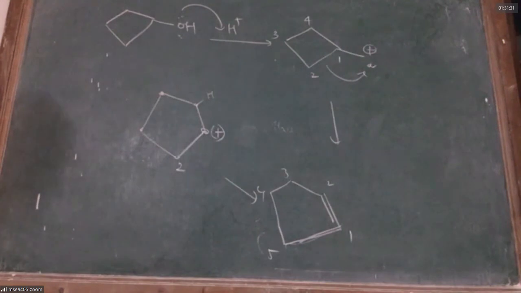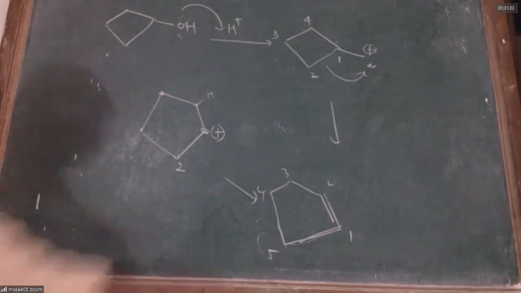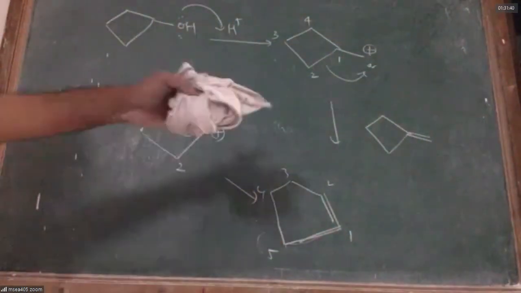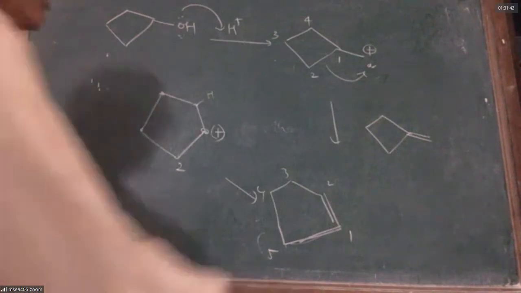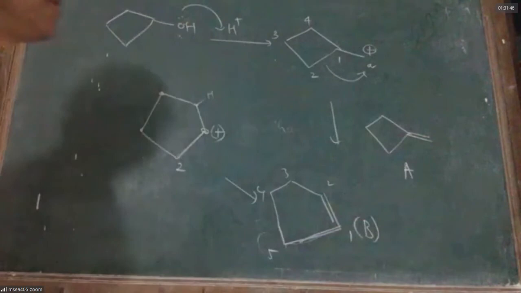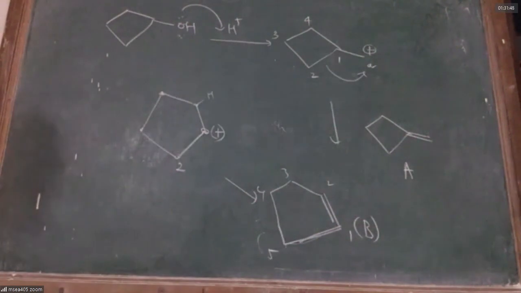If this hydrogen is going, you could have got this, and the reaction could have ended there, but that compound is unstable. So this is minor, this is major. Always, dehydration of alcohols gives alkenes, and always the alkene that is preferentially formed is the more stable one.